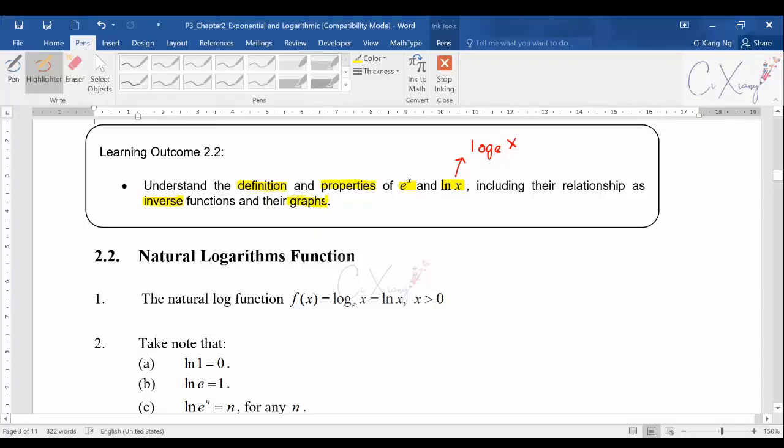For the A-level syllabus, we actually focus more on the log function base e and also e power x, instead of the basic log base n. But no matter how, all log functions have the same rules, just that they are in different bases only. So maybe we can have a look at e.